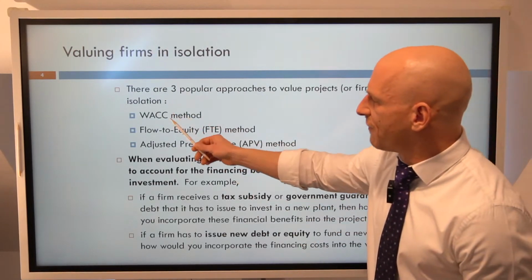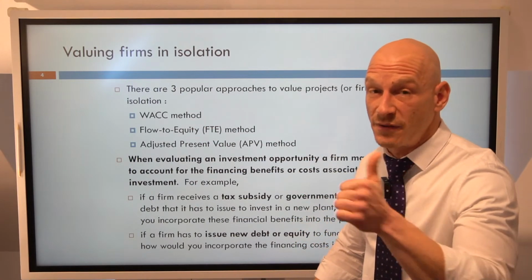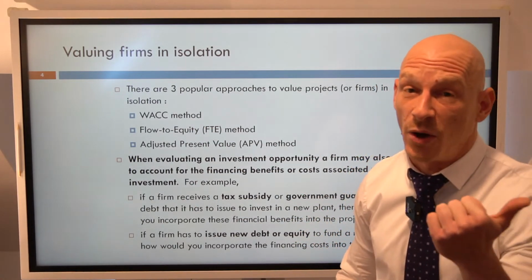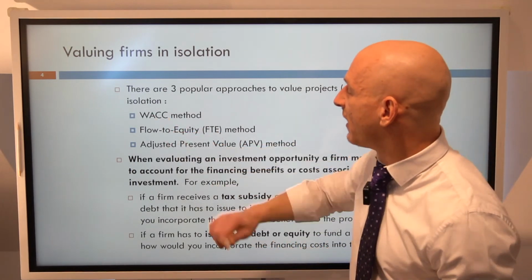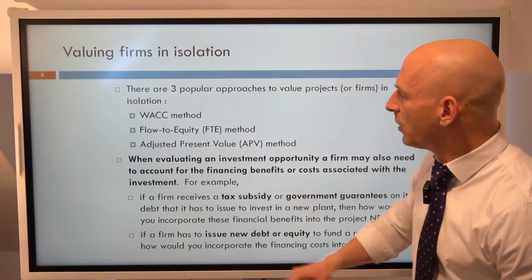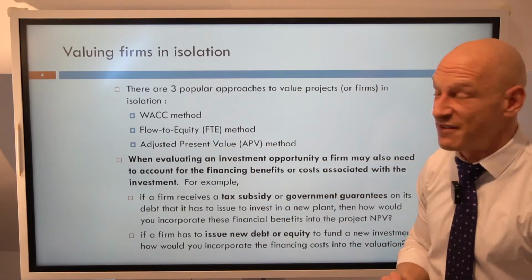So like I said, the three methods that are on our agenda are the WACC method, the name already gives away what this is about, figuring out certain cash flows, and we will discount using the weighted average cost of capital. We will use the flow to equity method and the adjusted present value method.